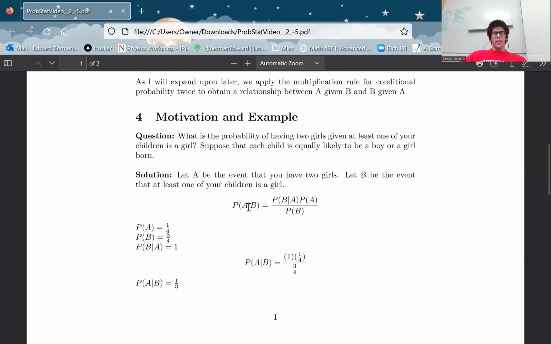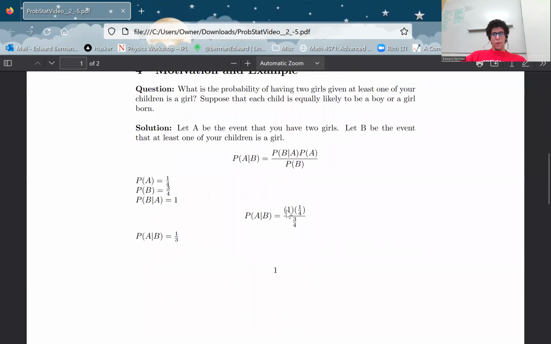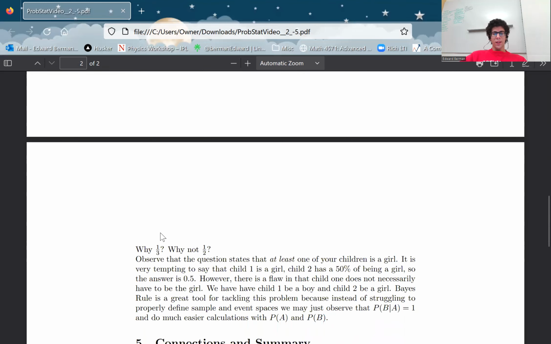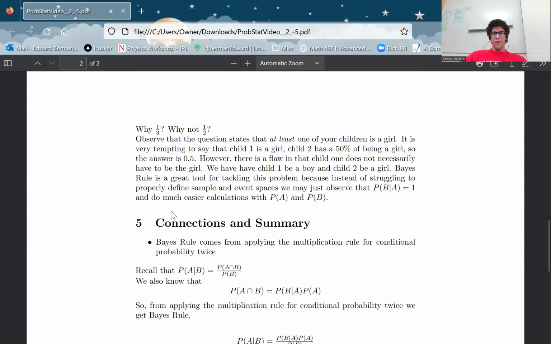So we have everything we need to plug into Bayes' rule. We have 1 times 1/4 divided by 3/4, then we get 1/3. And maybe this should make sense because if you think about all the sample space of having at least one child be a girl, there's girl, girl, and girl, boy, and there's only one of those where you have two girls. So why 1/3? Why not 1/2?